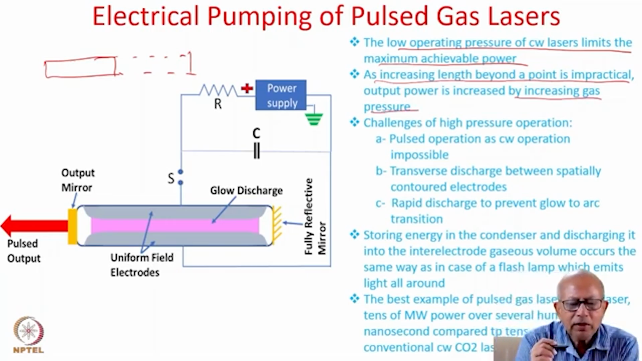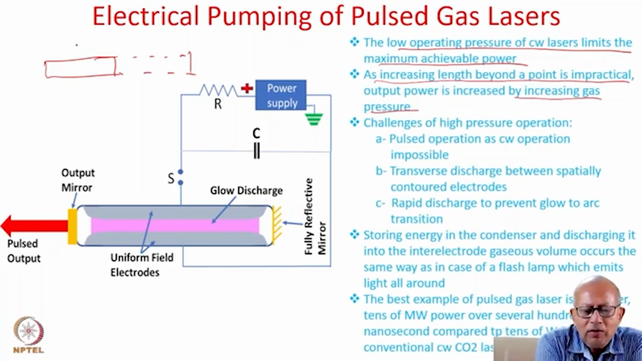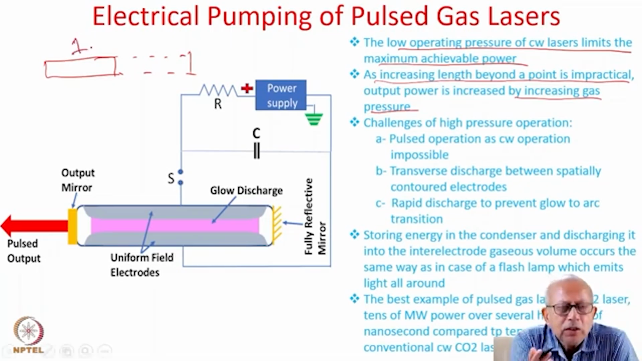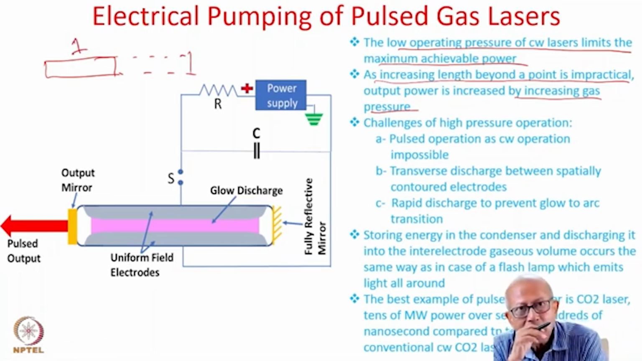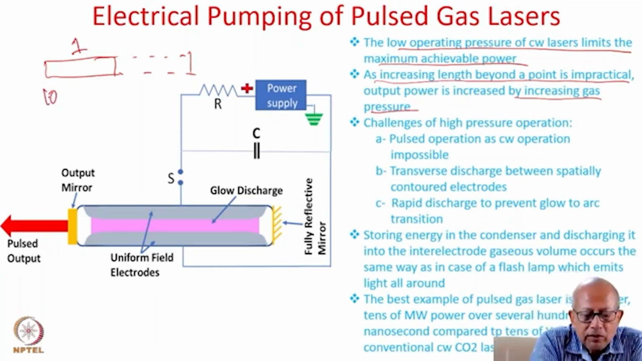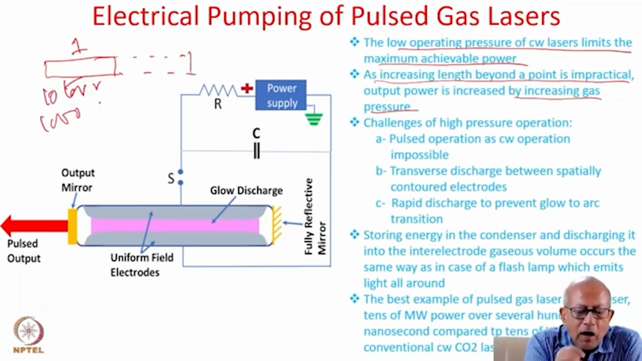Why impractical? Suppose you may have a typical length of the discharge to be say 1 meter. You can increase it to say 2 meter or 3 meter, but you cannot increase it to tens of meters. This is impractical. But you can easily increase the pressure. If the laser is operating at the 10 torr pressure, you can make it say 100 torr pressure.